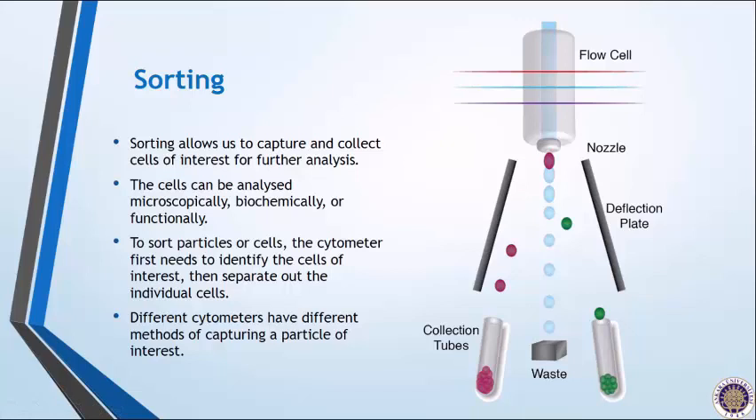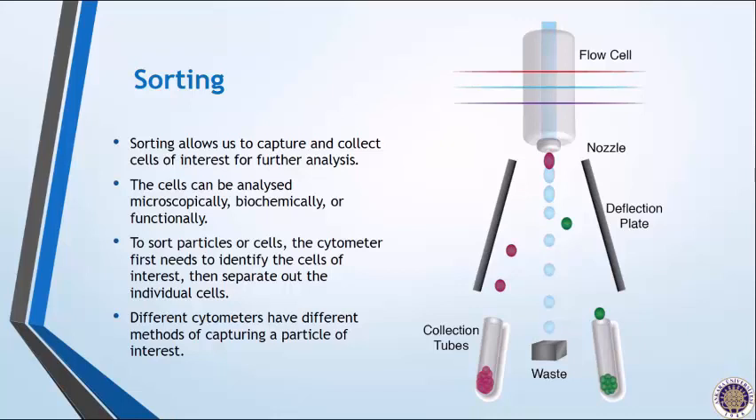To sort particles or cells, the cytometer first needs to identify the cells of interest, then separate out the individual cells. Once the population of interest has been identified on a data acquisition plot, a region is drawn around that population. A logical gate is created from that region. This gate is then loaded into the cytometer software as the sort gate. The sort gate identifies cells of interest to be sorted out of the stream.